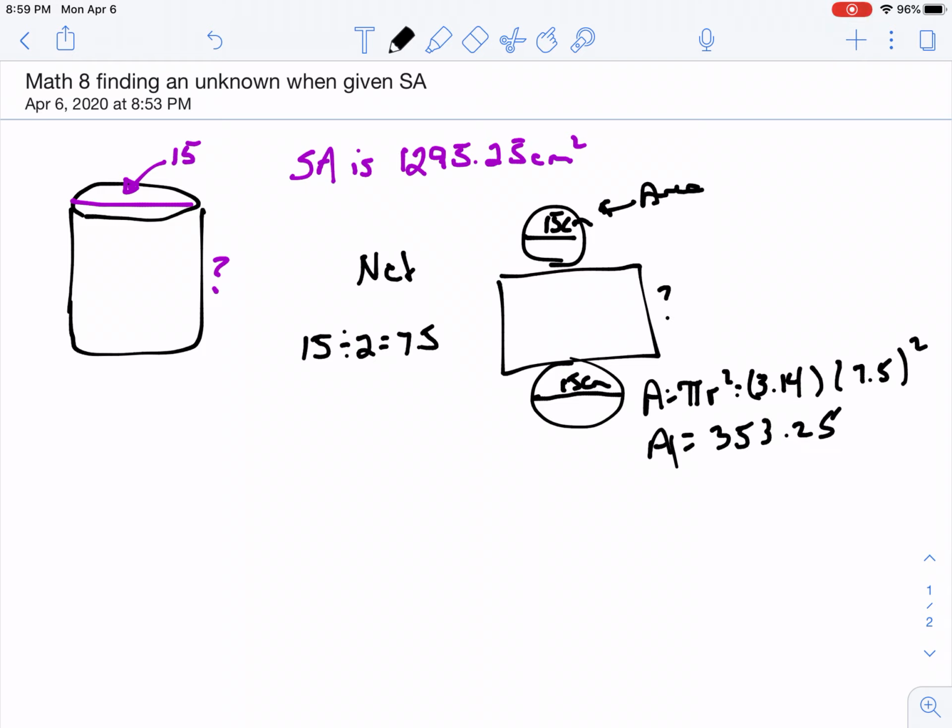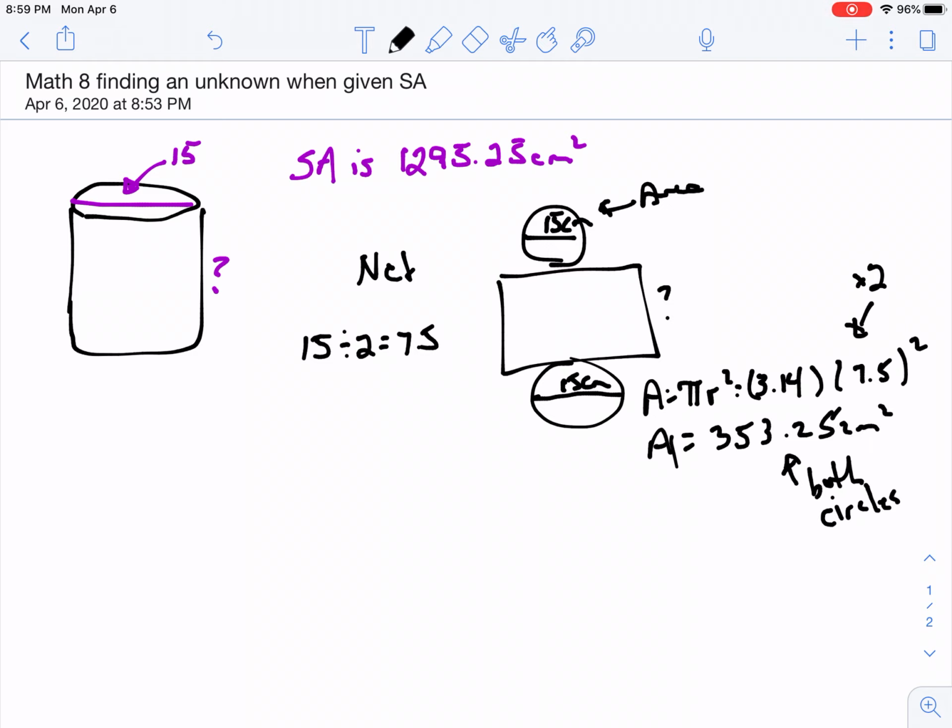Now, one thing, I did it really fast. I actually multiplied this by 2, and the reason I multiplied this by 2 is because I looked at it and I said I had two circles. So that 353.25 is for both circles. Hope that makes sense to you guys. Okay, so that's centimeters squared.